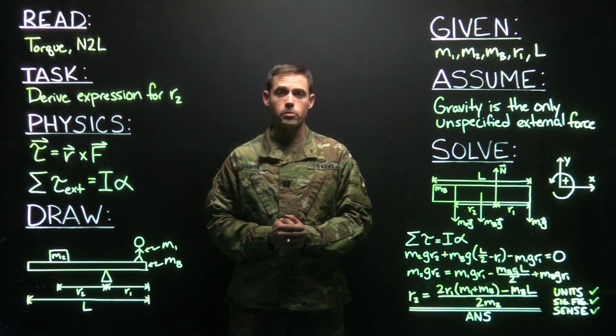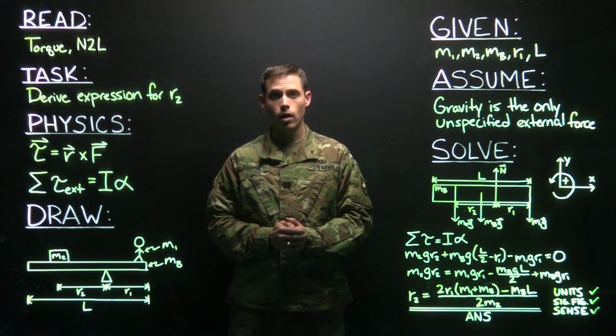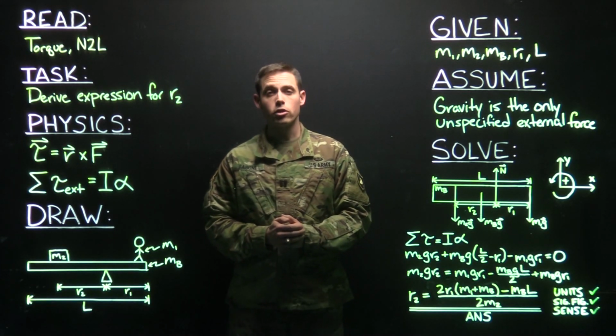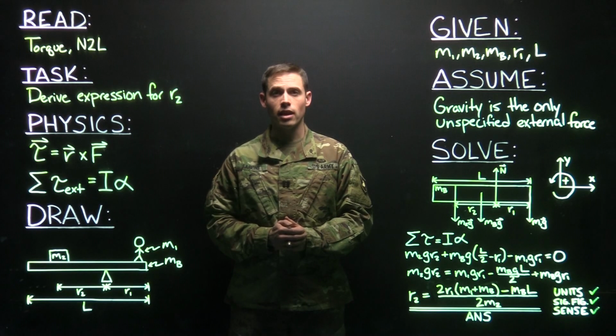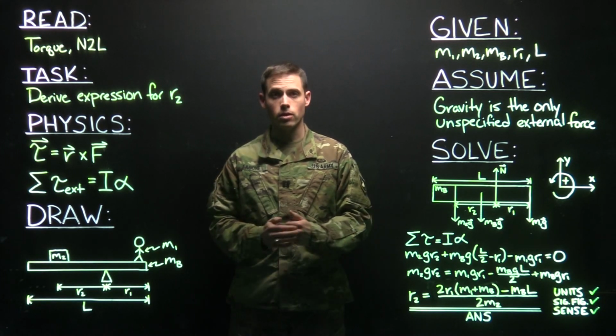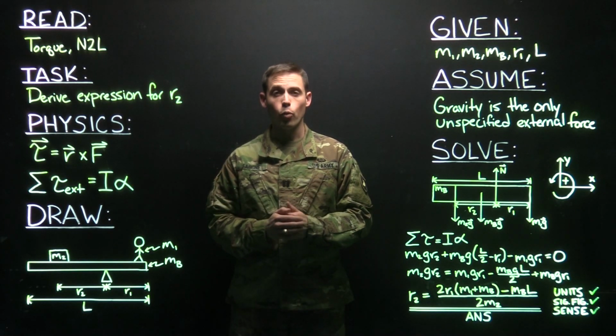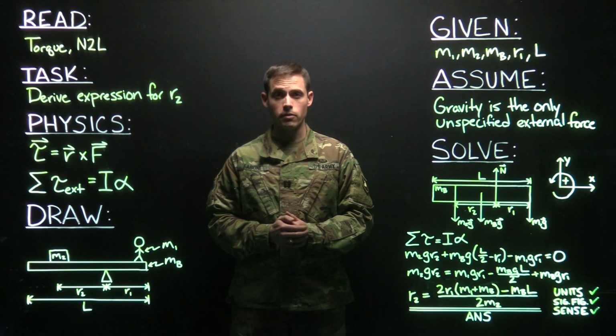The final step of the problem-solving process is to check our work. When we perform dimensional analysis of the right-hand side of the equation, we determine that r2 is measured in base SI units of meters, which makes sense for a distance measurement. Since the problem statement explicitly states that we should create an algebraic expression, we don't need to concern ourselves with the number of significant figures in our solution.